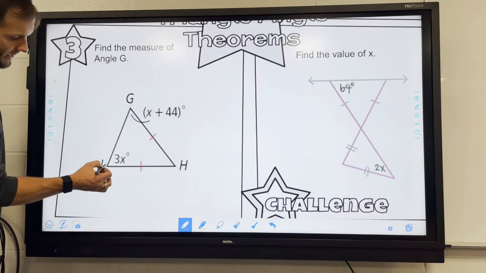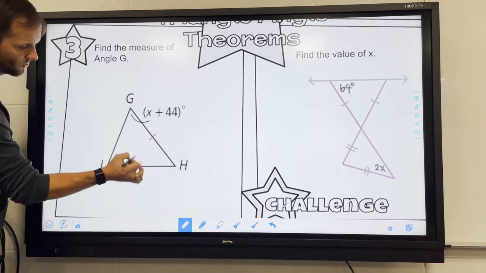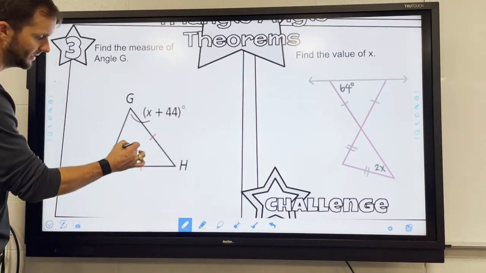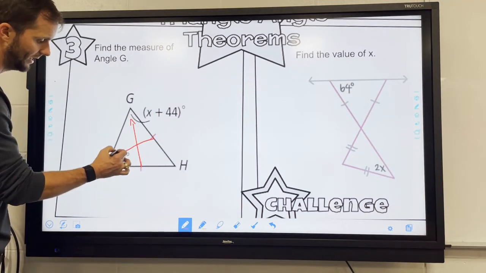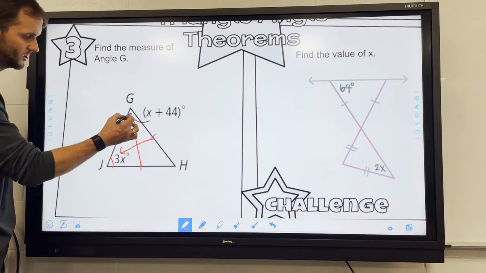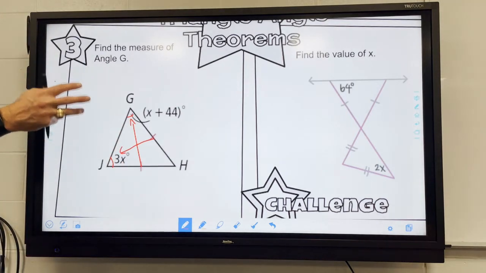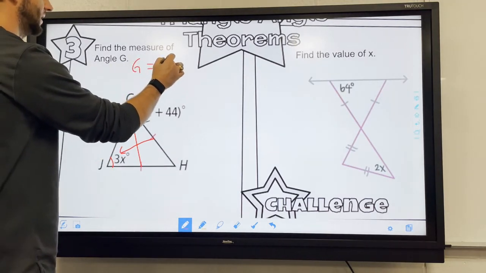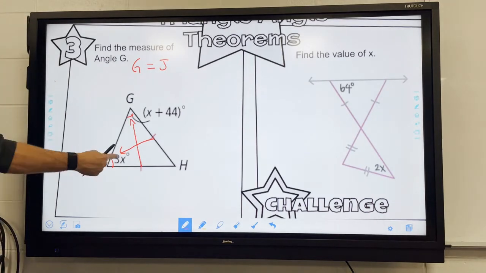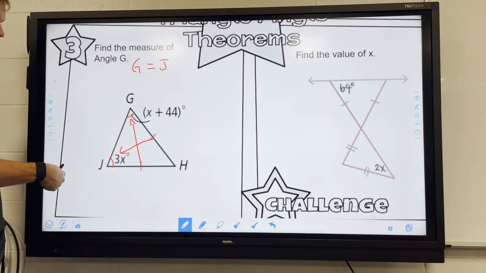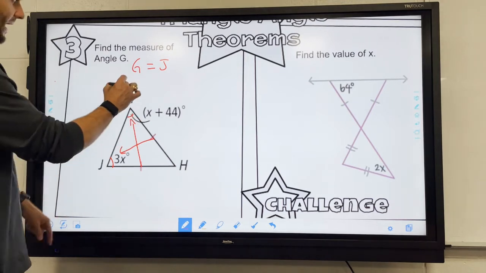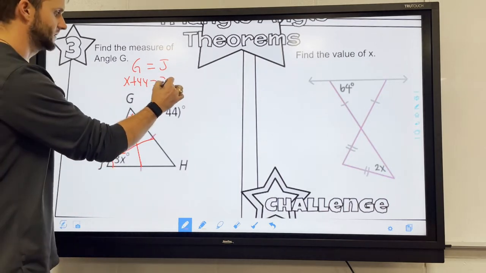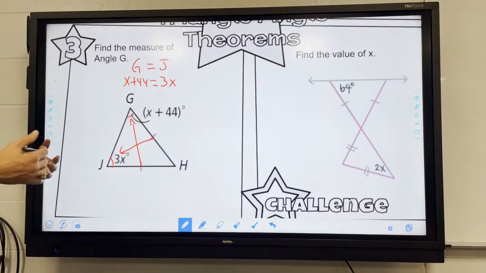So right now, look, J to H and G to H are congruent to each other, so that makes this an isosceles triangle. The angles opposite of those sides, this angle and this angle, are going to be equal to each other. So since we have an isosceles triangle, in this instance, angle G is going to be equal to angle J, because they are the base angles, the opposite angles of those sides. So that tells me G is going to be x plus 44 and J is going to be 3x. So now literally all I have to do is solve.